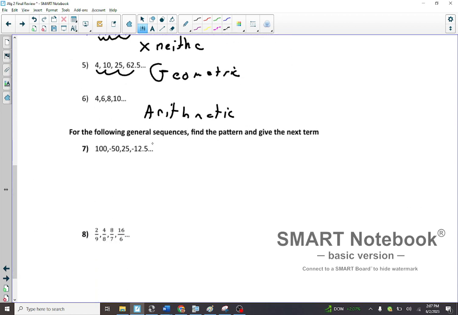For this one, find the pattern and give the next term. If you notice, the pattern here is going to be divided by -2, the same thing as multiplying by -1/2. Doesn't matter how you think about it. If I multiply this by -1/2, that means it's going to be -6.25 or positive 6.25.